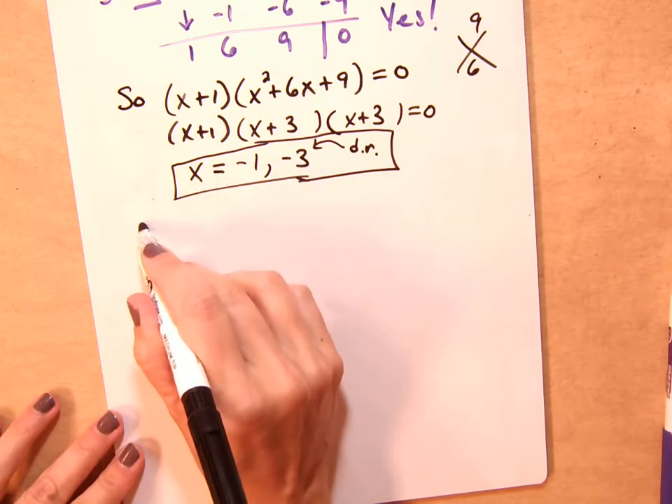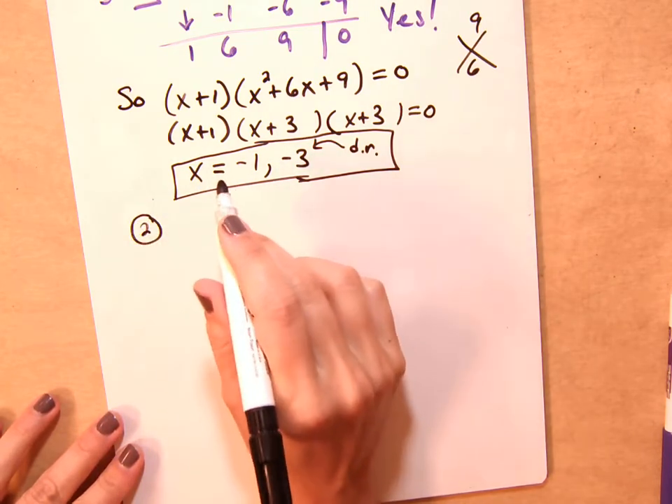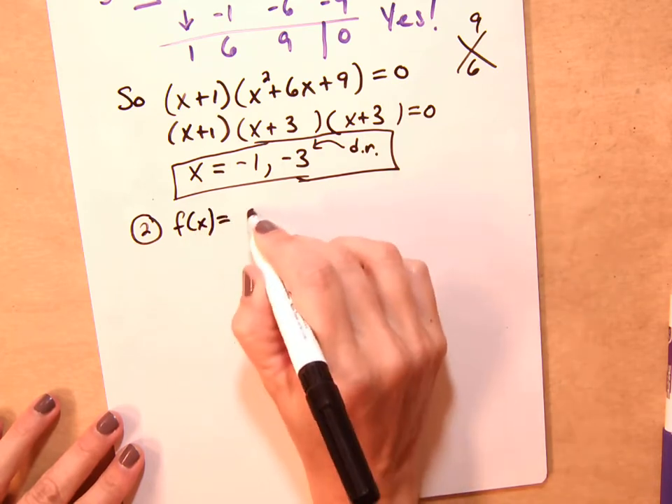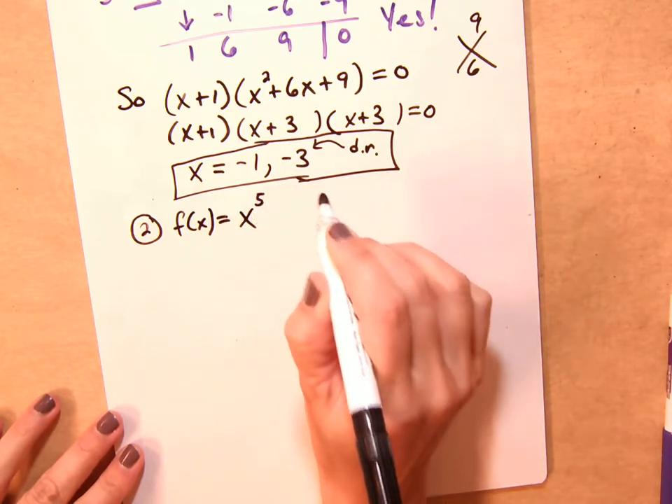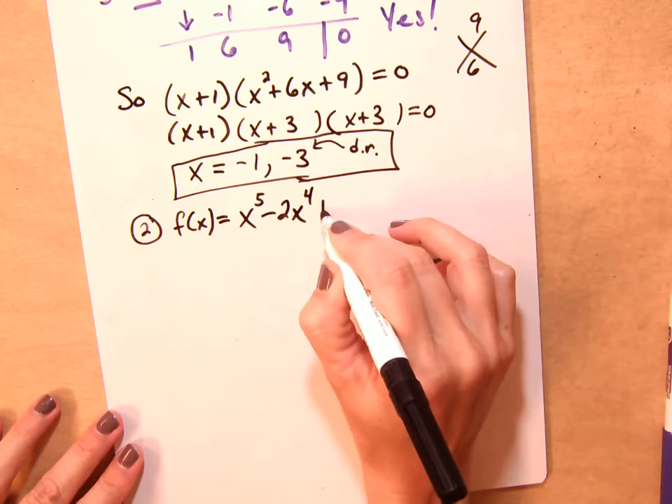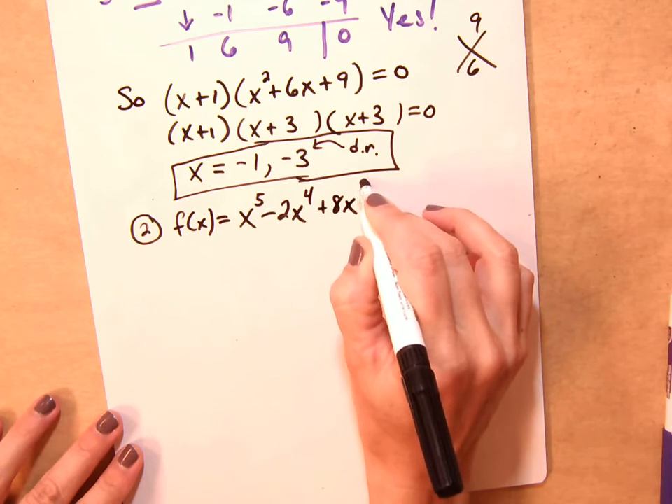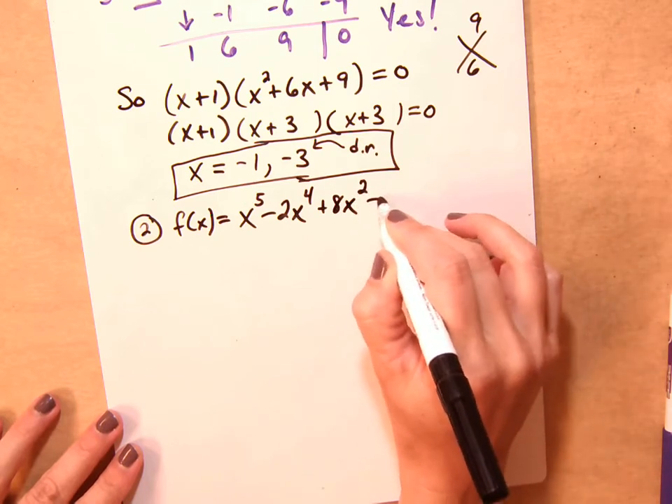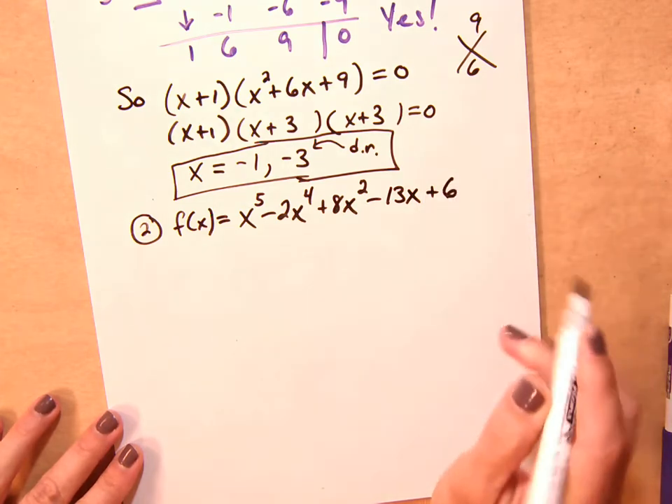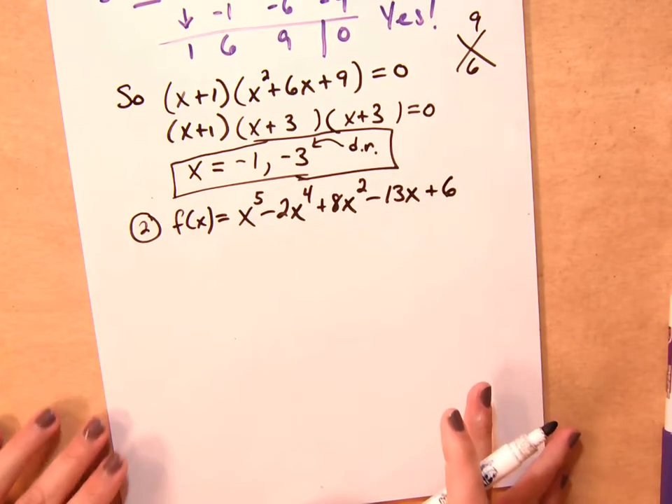Okay, so example 2 is going to be f of x. Feel free to work ahead of me if you've got this down. x to the 5 minus 2x to the 4 plus 8x squared minus 13x plus 6. All right. I want to find all the answers.